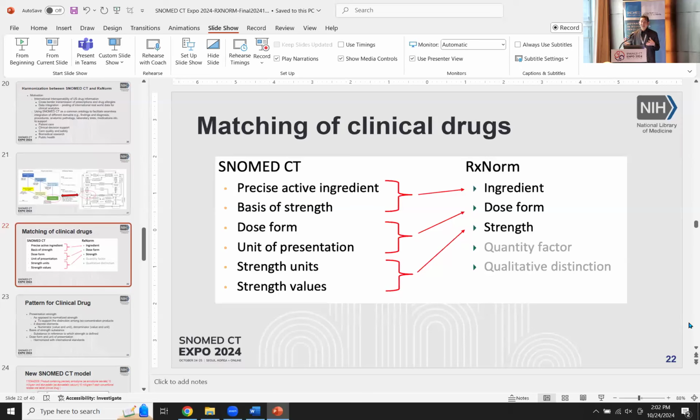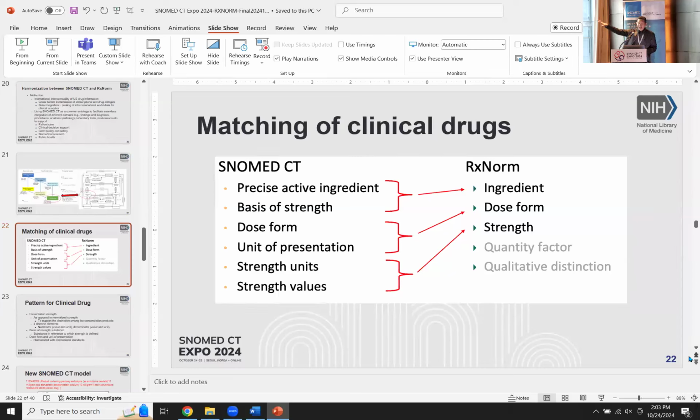Matching of clinical drugs is basically matching the attributes in SNOMED for clinical drugs with what is in RxNorm. SNOMED CT has at least these attributes about clinical drugs, and RxNorm has ingredient. The RxNorm ingredient would be matched to the precise active ingredient attribute and also the basis of strength substance in SNOMED CT. Dose form in RxNorm will be mapped to dose form and unit of presentation in SNOMED. And then strength will be matched to the strength units and strength values in SNOMED that represent the strength of a drug.